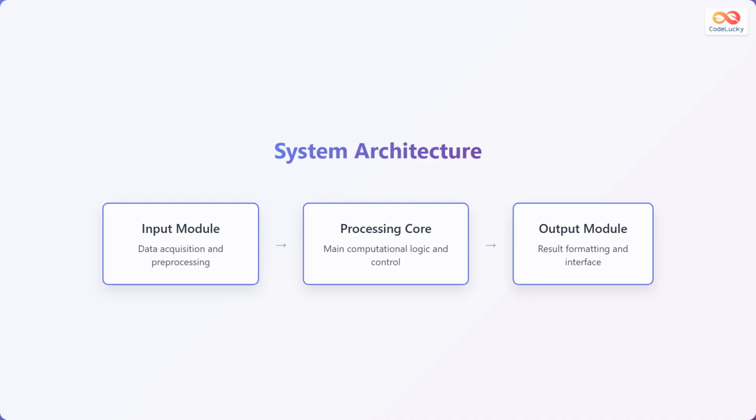Now let us discuss the system architecture. It comprises three modules. First, the input module, which handles data acquisition and pre-processing. Second, the processing core, the heart of the system, which does the main computational logic and control. Third, the output module, which formats the results and presents the final interface.